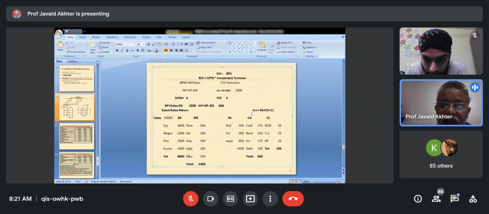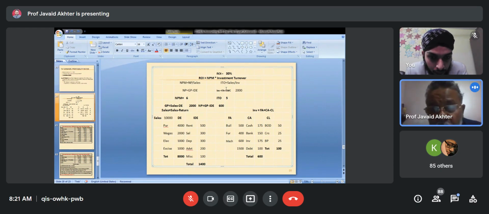Okay. Now come to the right side. In the right side, I have just mentioned the figures related to investment. Investment is equal to fixed assets plus net working capital. So I have mentioned here fixed assets, building, furniture, and machinery. I have mentioned here current assets, cash, bank, investment in short-term, inventories, or you can let me write here stock, because it is confusing with investment. So stock.